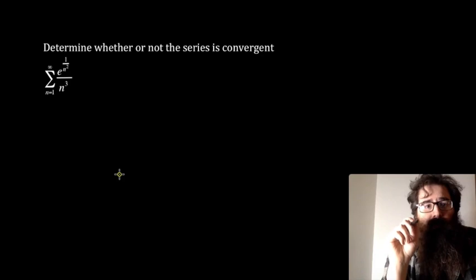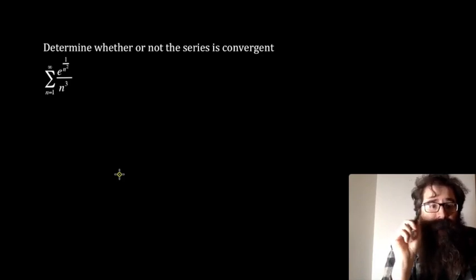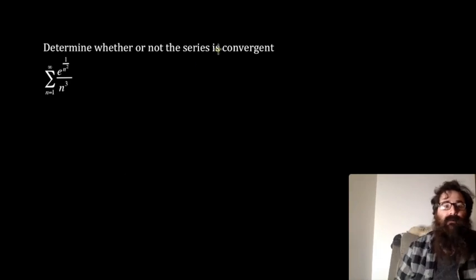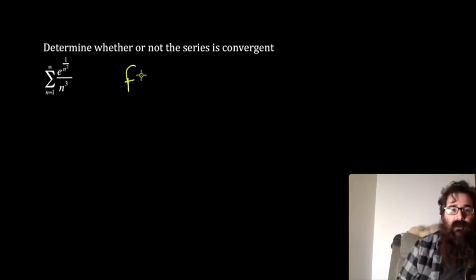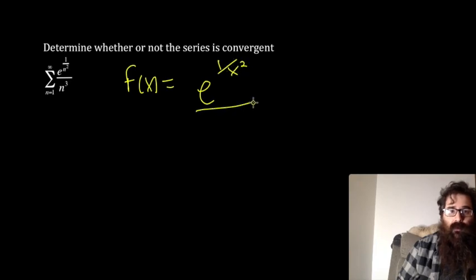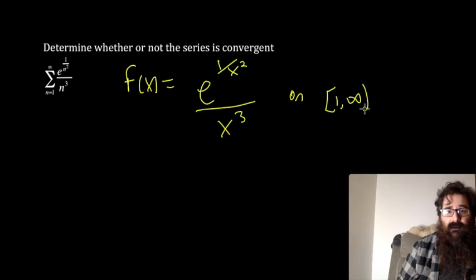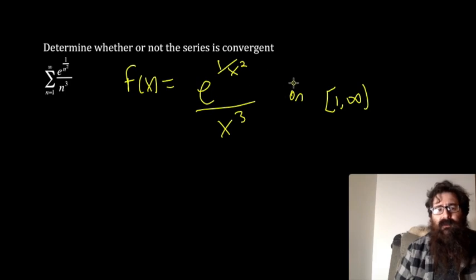I want to determine whether or not the given series is convergent. Here I have the sum from n equals 1 to infinity of e to the 1 over n squared, all divided by n cubed. So we say, okay, first thing I want to do is model this by a function of continuous variable x. So that would be e to the 1 over x squared power, all divided by x cubed. And from here, I want to think about this on the interval from 1 to infinity, the continuous interval on x. We say, well, let's see if we can argue these conditions.